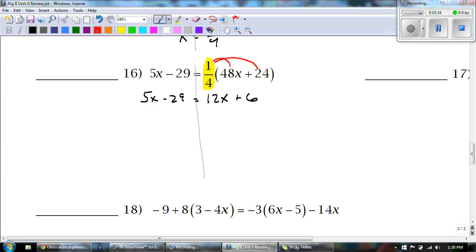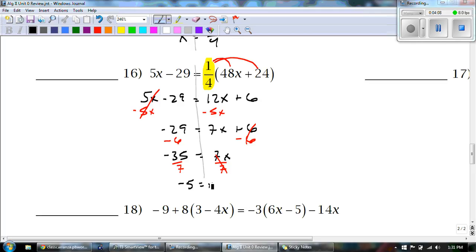All right, I have variables on both sides, so I'm going to move the smaller variable. Get negative 29 equals 7x plus 6. And then we're following SADMAP, so I'm going to subtract 6 to both sides. We get negative 35 equals 7x. Divide both sides by 7. Negative 35 divided by 7 would be a negative 5, so x equals negative 5.